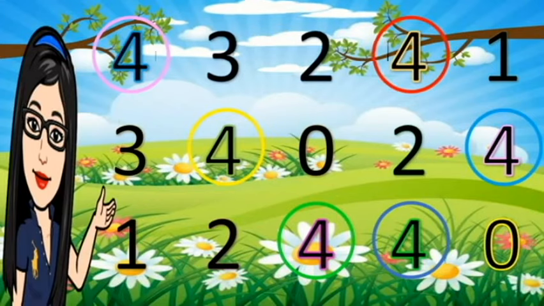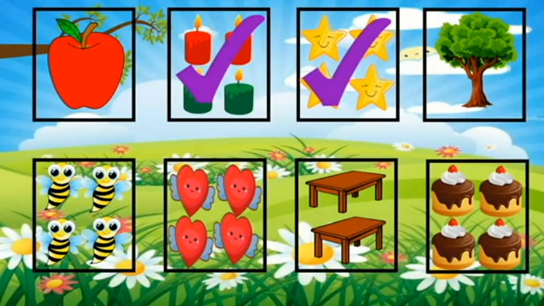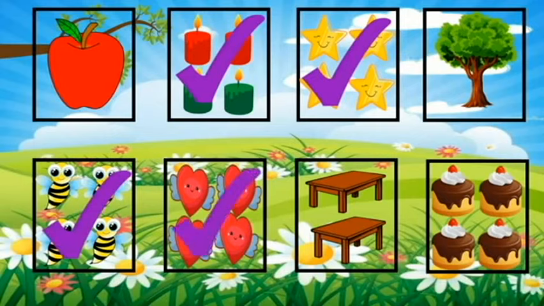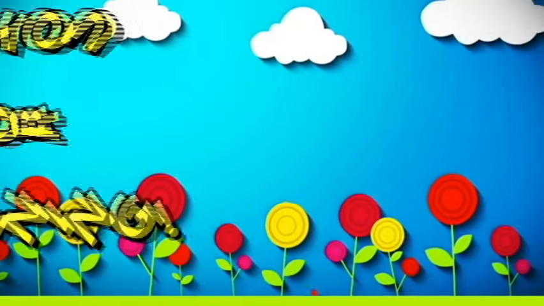Very good, children. Now, let's check the box with the four objects. Again, you will check all those boxes that have four objects. Excellent, children! Wow! Before we end our topic for today, I want you to do on your worksheet: color number 4 with pictures.